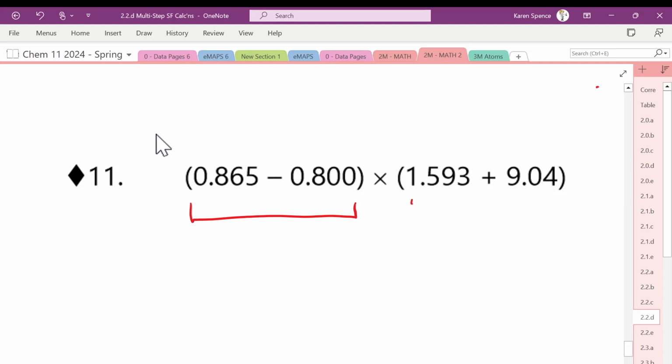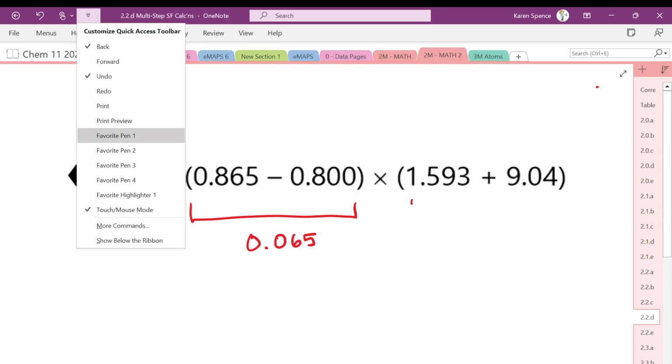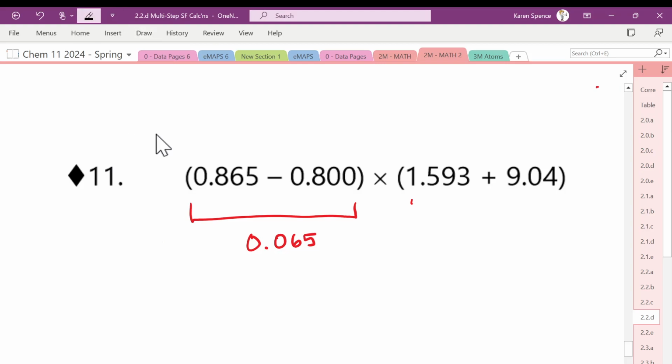0.865 minus 0.800 gives us 0.065. And our uncertain digit is in the thousandths position. It's in the thousandths position, okay?